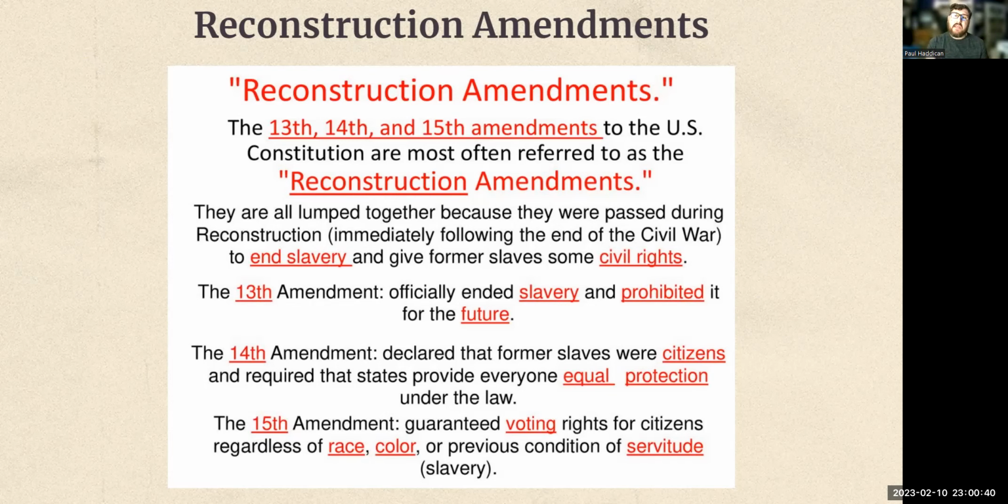So that's why we have to have the 14th Amendment come here and declare that former slaves are, in fact, full United States citizens, and that they are afforded that equal protection, equal rights under the Constitution that any citizen would be guaranteed and have a part of.